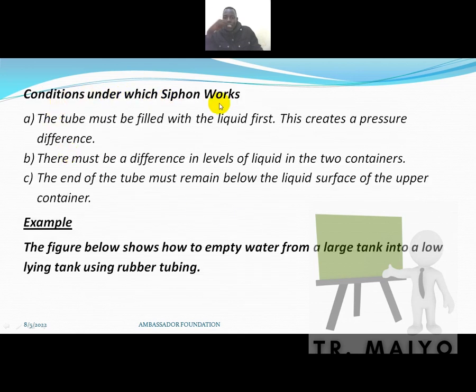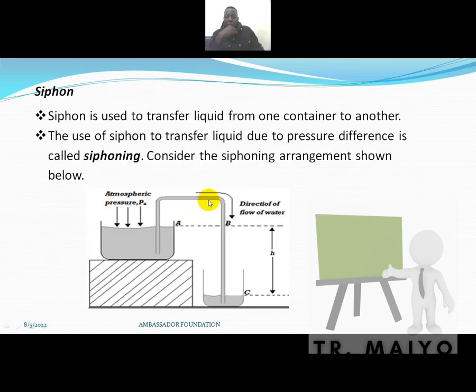Conditions under which a siphon works. The tube must be filled with the liquid first. This creates a pressure difference. It must be filled either by pouring liquid into it or you suck until it comes out. There must be a difference in levels in the two containers. Look at this: this container must be lower down compared to container A. The one you are transferring liquid to must be a little bit lower, also to create a pressure difference.